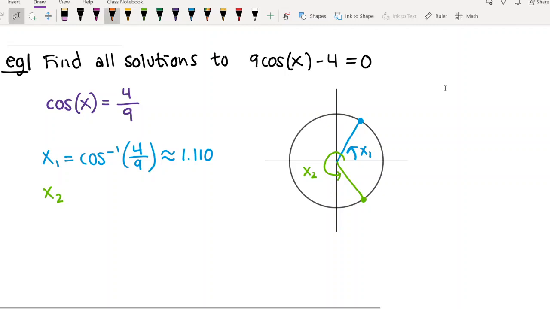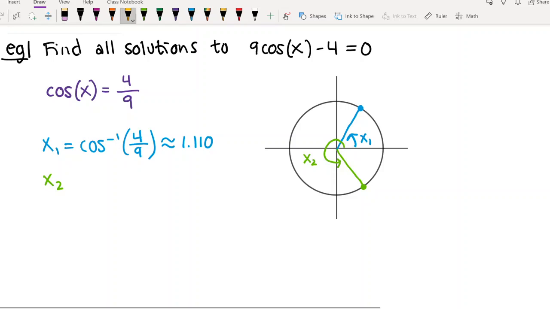So, what's the difference between these two angles? Well, notice that this angle here is also x1, right? It's the same number of radians. If you're not thinking about positive or negative, but just literally the size of that angle, it is going to be the same number of radians as the size of x1. So how would we use that to figure out what x2 is?